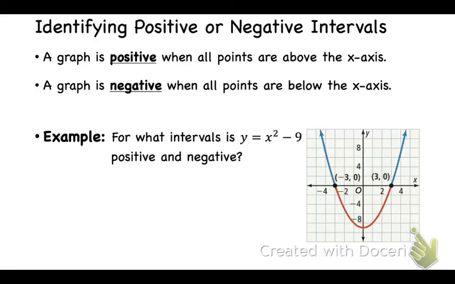Okay, so we're on 1-1, day 2. So identifying positive and negative intervals. A graph is positive when all points are above the x-axis. So a graph is positive when all points are above the x-axis.